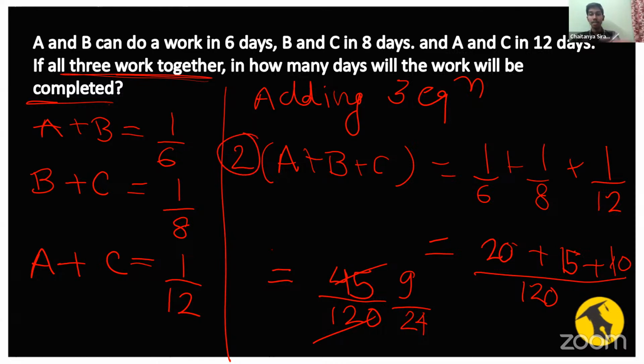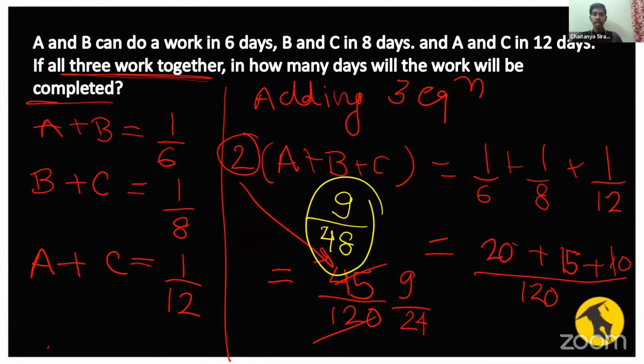Yeah, this is twice the efficiency. So we divide by 2 once again. I'll change the color so that if I overwrite it's visible. So the efficiency which I'll get will be 9 by 48. All right. And this is the efficiency.